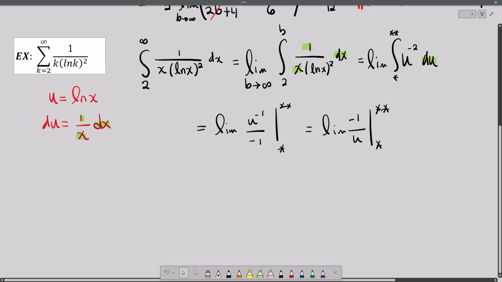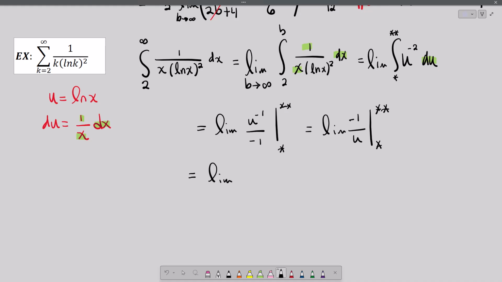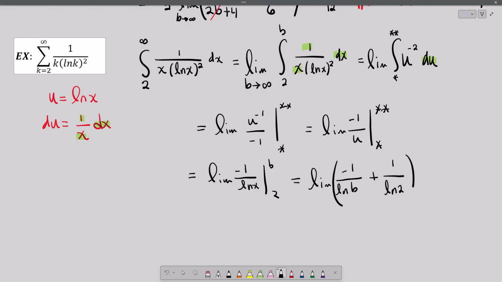And then we'll convert back. u is natural log of x. So negative 1 over natural log of x from 2 to b. You could factor that minus sign out, but it's not going to help us a ton in this scenario, so let's just leave it. So we get minus 1 over natural log of b, minus a minus is plus 1 over natural log of 2. And this limit is as b goes to infinity.